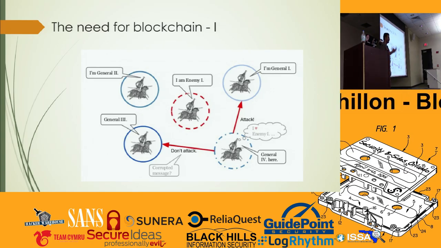So he's going to send a corrupted message or a fake message to one of the generals, go attack, and the enemy's already prepared for his attack, and he's going to get crushed. So how can you still do the whole passing the message across from each other and remove the trust? That was kind of what's so fundamentally important about Bitcoin.